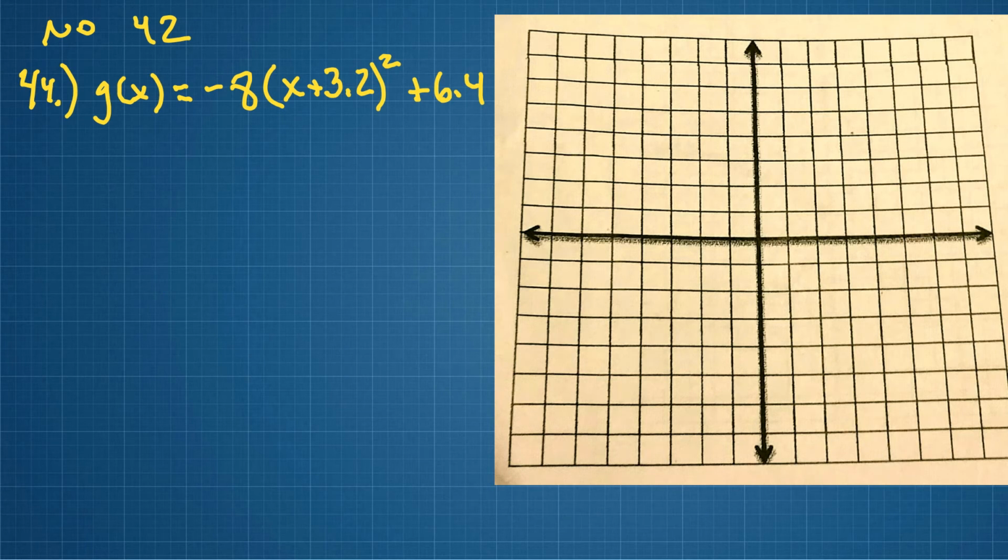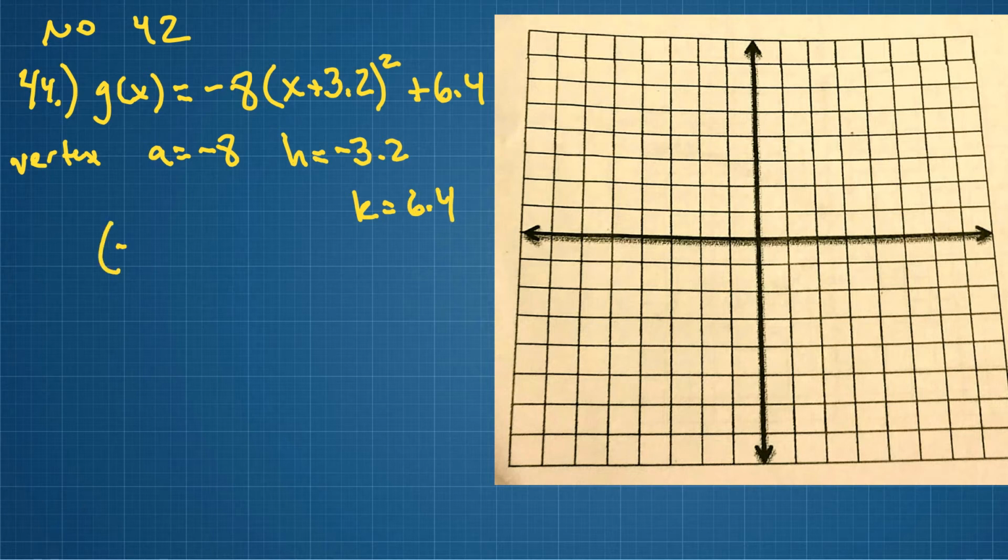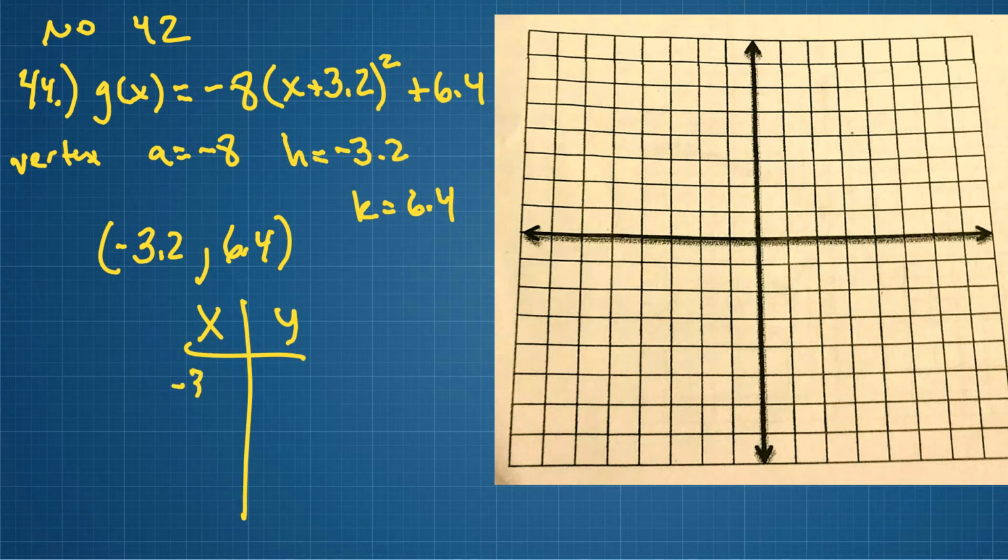Alright, so 44, we have g of x equals negative 8 times (x plus 3.2) squared, plus 6.4. So I know it's vertex form. So I say a is negative 8, h is negative 3.2, and k is 6.4. I already know my vertex is negative 3.2, positive 6.4. So that's the first thing on my XY chart. So I put negative 3.2. I'm actually going to just put negative 3 there, and then negative 2 there, because negative 3 is pretty close.